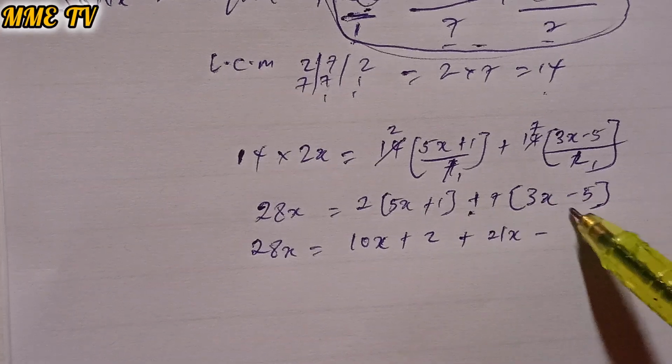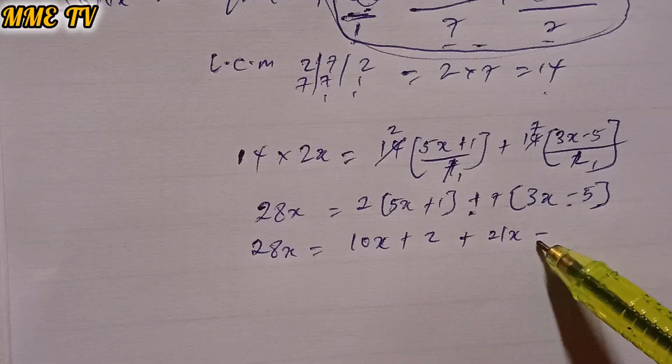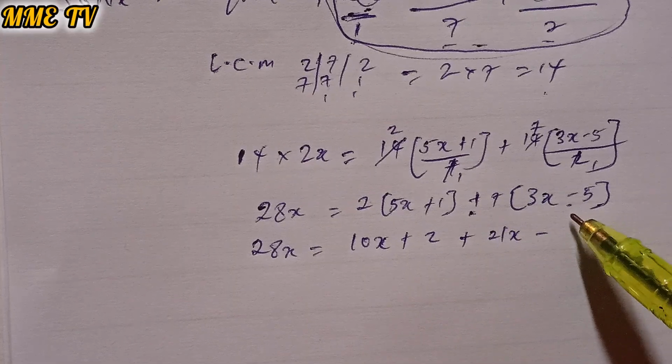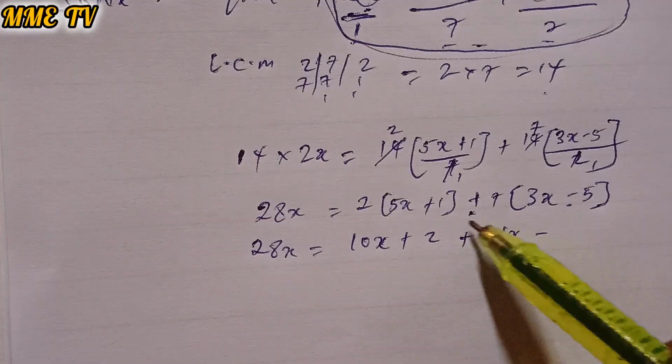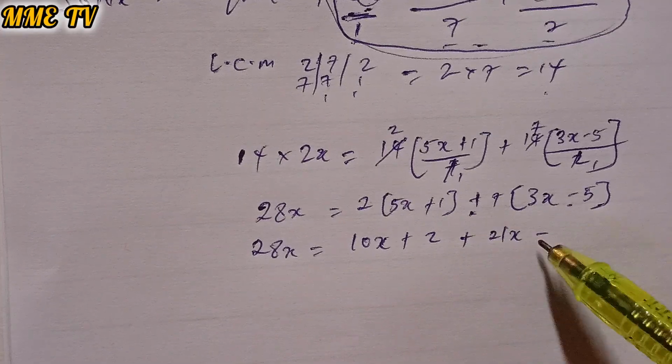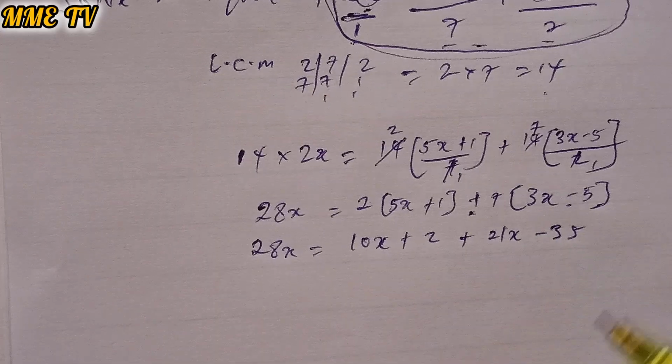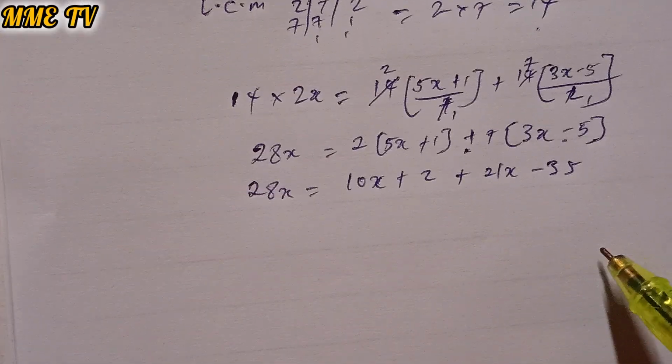Remember that plus times minus is going to give us minus, and plus times plus will give us plus. Minus times minus will give us what? Plus. But in this case it is plus times minus, which is going to be minus. Then 7 times 5 is going to be what? 35. I hope this is clear.